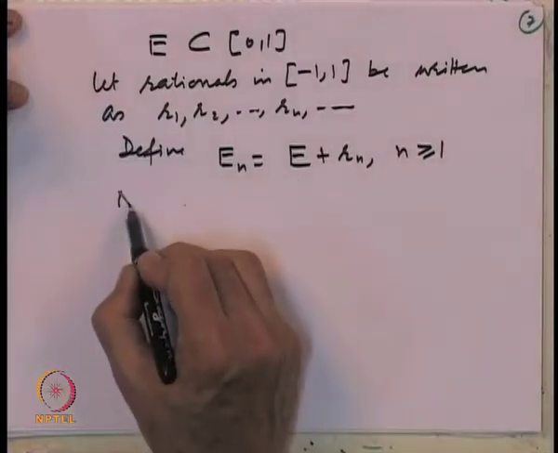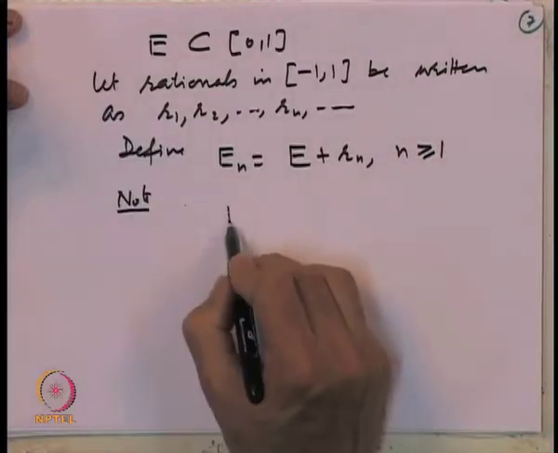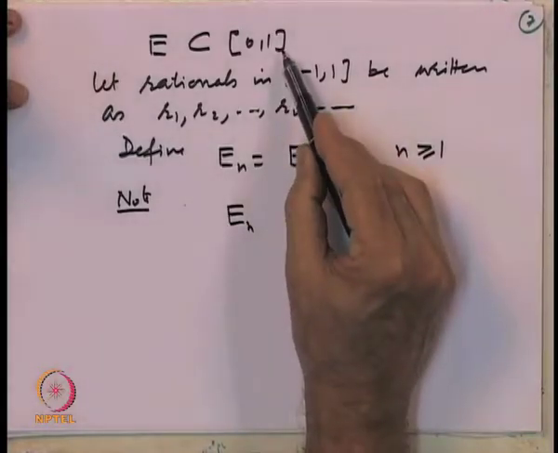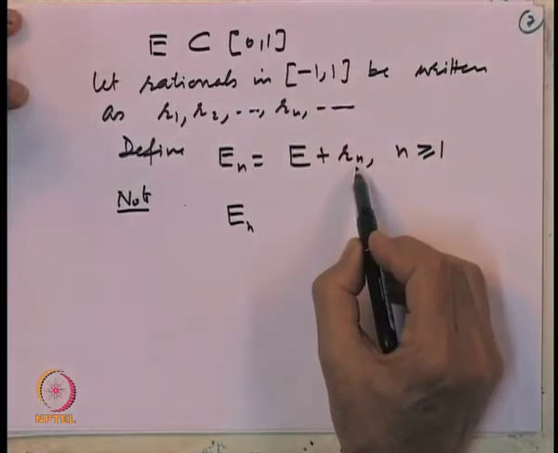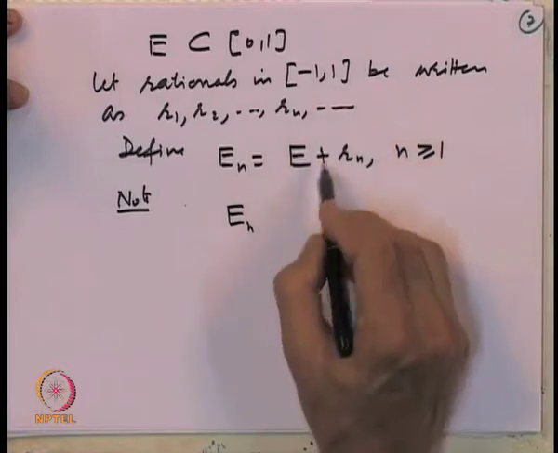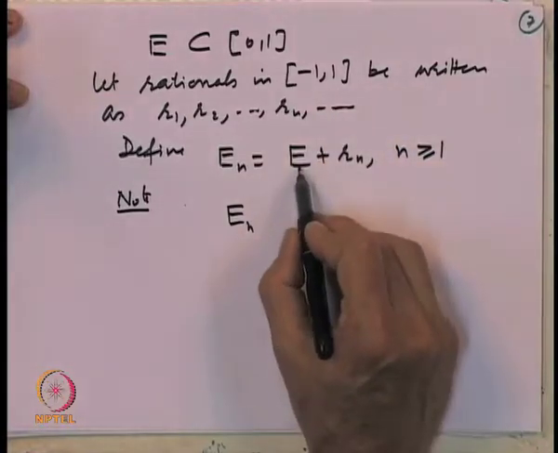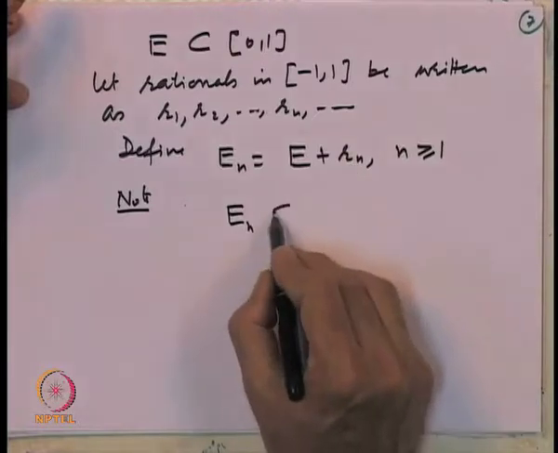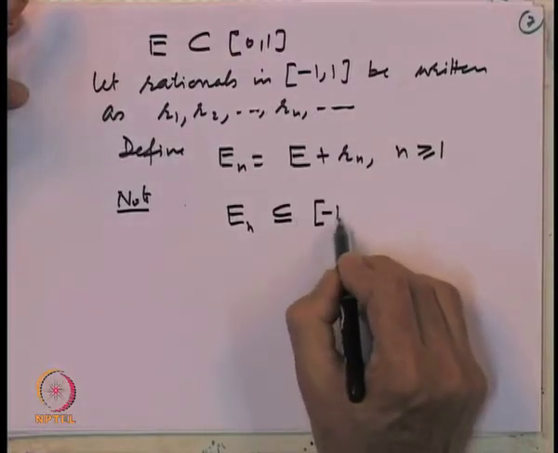So, let us observe where the set E_n is. E is in [0,1] and each R_n is between -1 and 1. So, what can you say about the set E plus R_n? E can be 0 to 1, R_n could be -1 to 1. So, that means each one of them is a subset of [-1, 2].